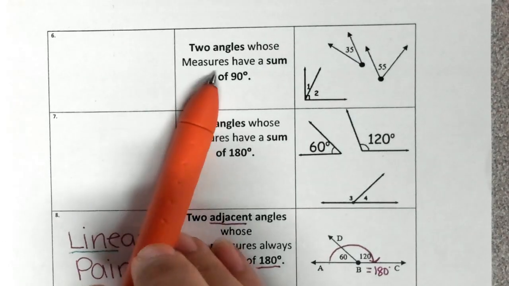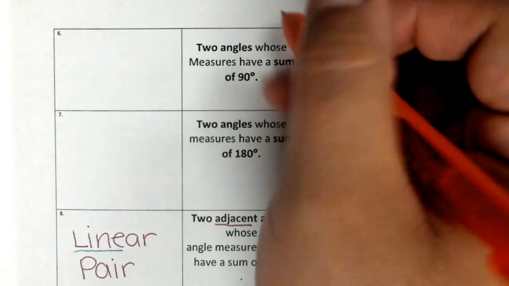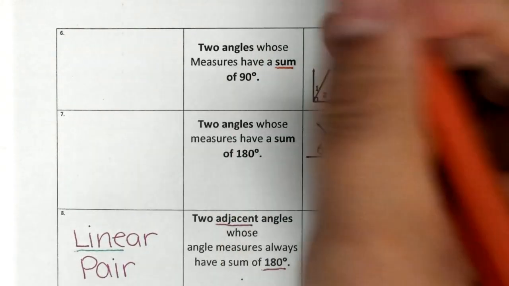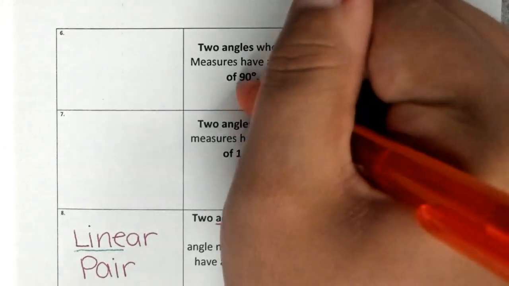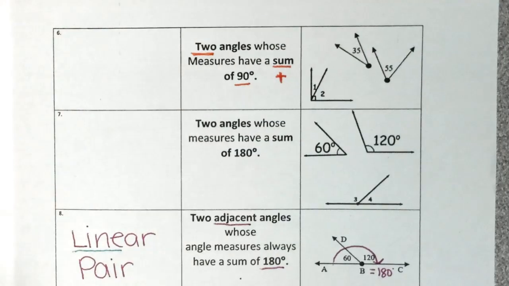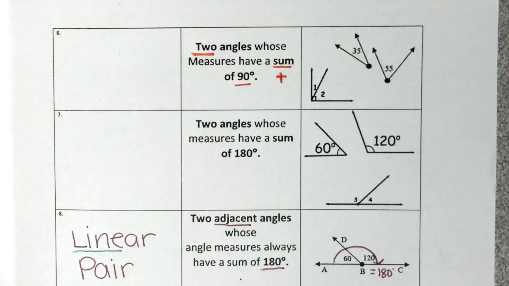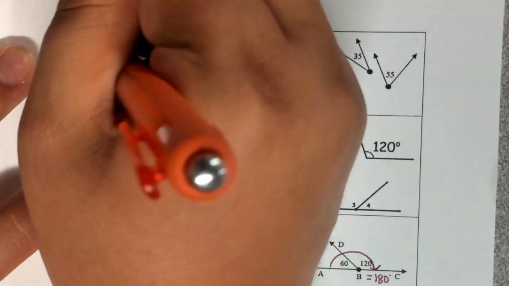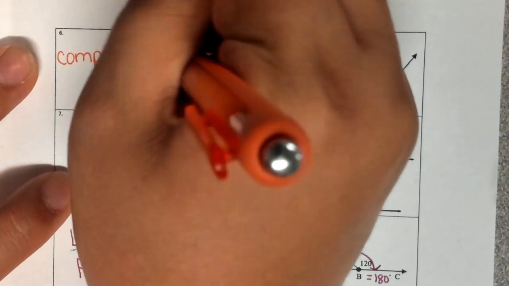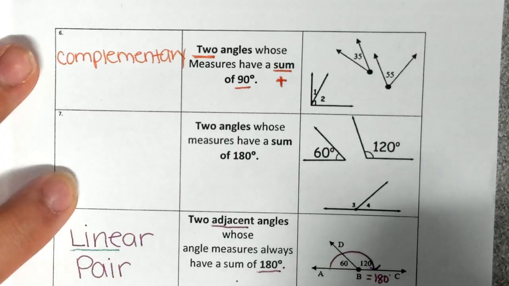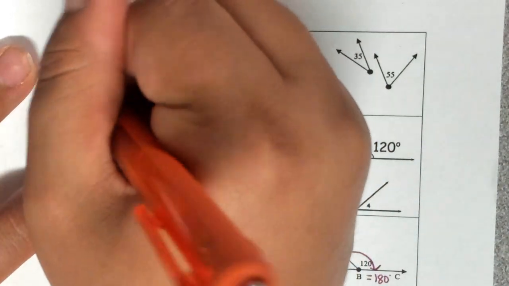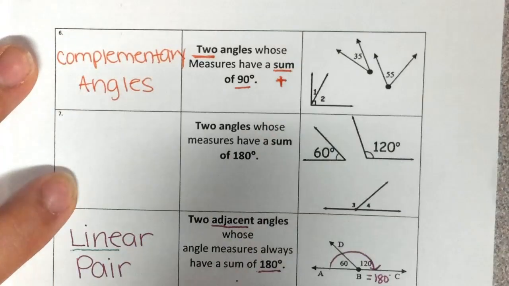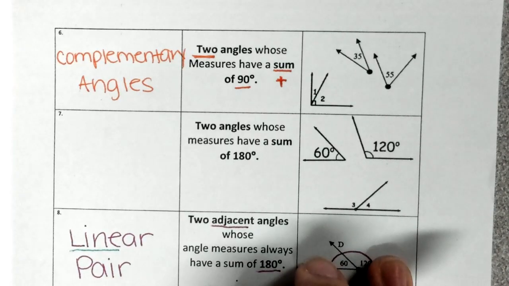Let's see. What if I have two angles whose sum, what does sum mean? I'm going to add them together to equal 90. Two angles, when you add together to equal 90, what is that? Complementary. It is complementary. Have y'all ever heard that word, complementary angles? Some of us, yes. Some of us are like, no, I have never heard it. Complementary.